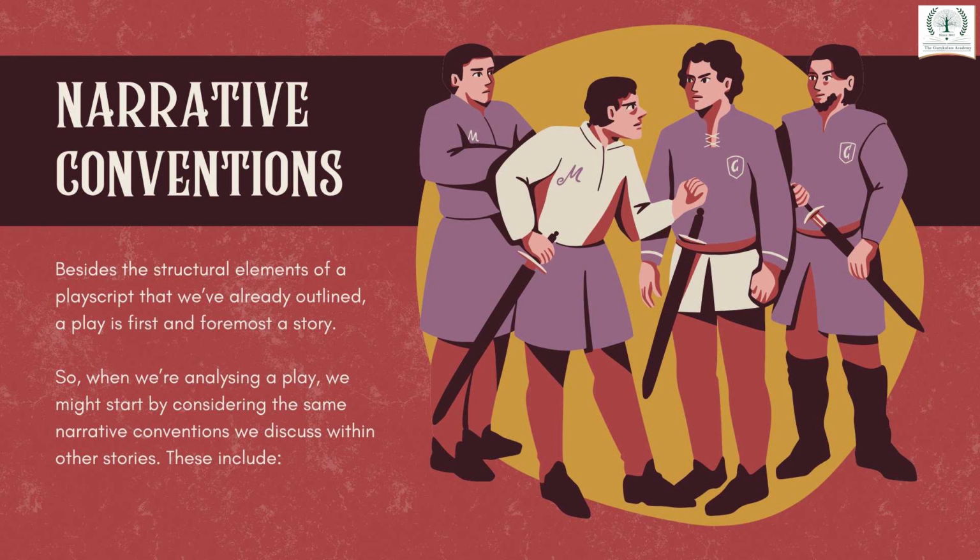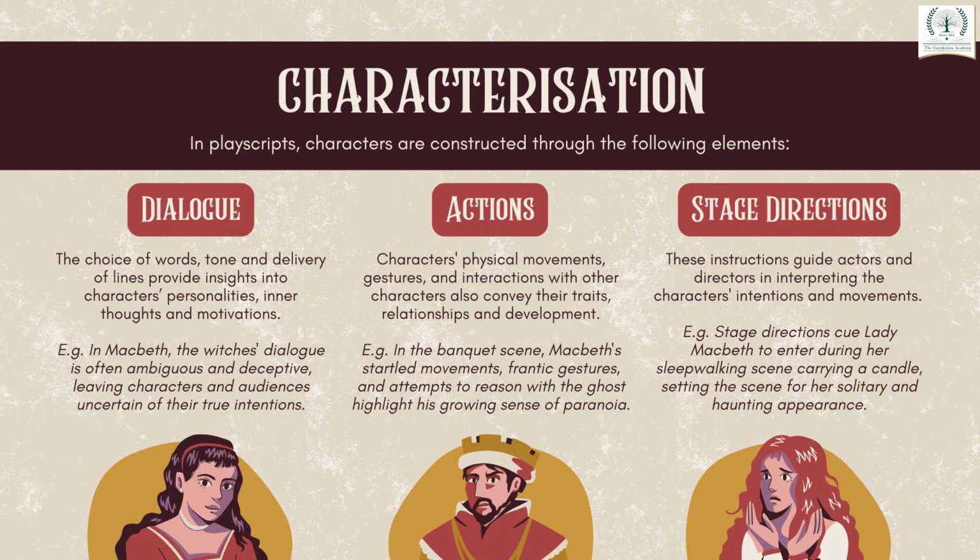These include characterization. In play scripts, characters are constructed through the following elements: dialogue. The choice of words, tone, and delivery of lines provide insights into characters' personalities, inner thoughts, and motivations. Example: in Macbeth, the witches' dialogue is often ambiguous and deceptive, leaving characters and audiences uncertain of their true intentions.